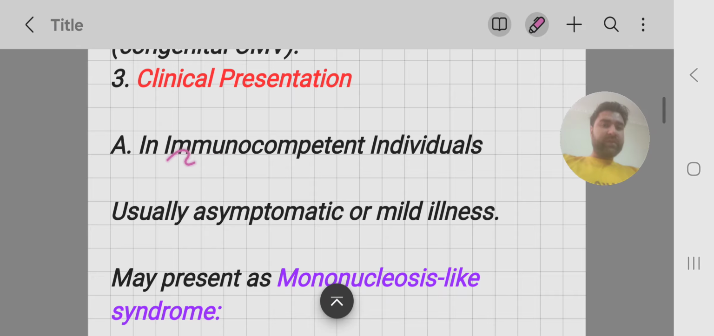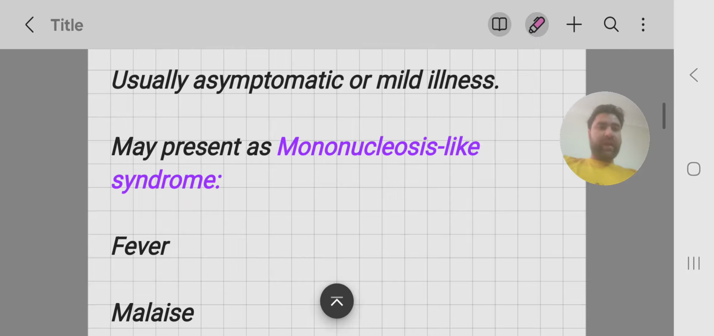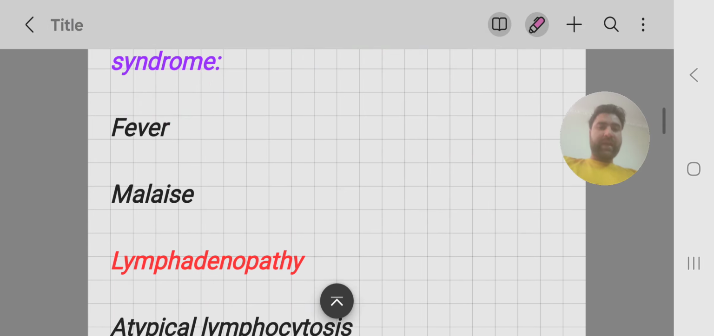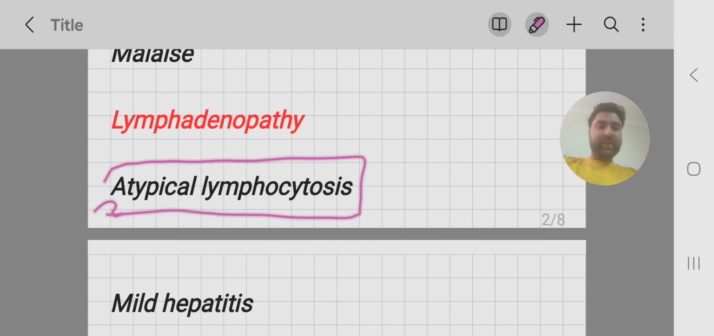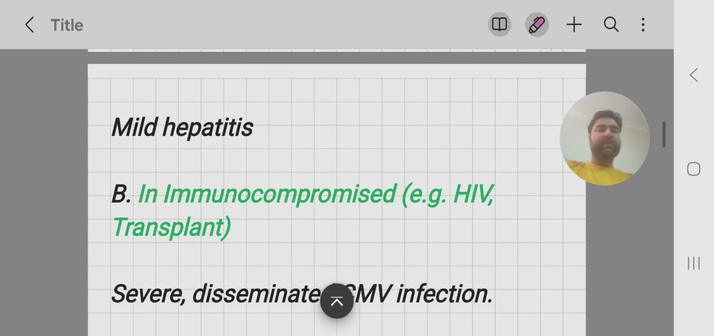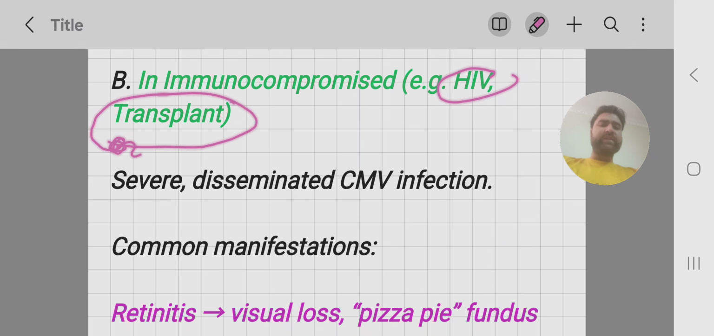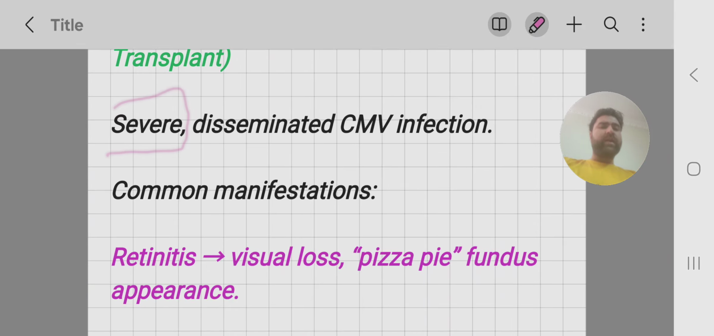Clinical presentation. In immunocompetent individuals, it is usually asymptomatic or latent, or leads to a mild illness. It produces a mononucleosis-like syndrome with fever, malaise, lymphadenopathy, and atypical lymphocytosis, as is seen in the infectious mononucleosis caused by Epstein-Barr virus. But in immunocompromised individuals, for example in HIV patients and in patients on immunosuppressants due to organ transplant, there is severe disseminated cytomegalovirus infection.